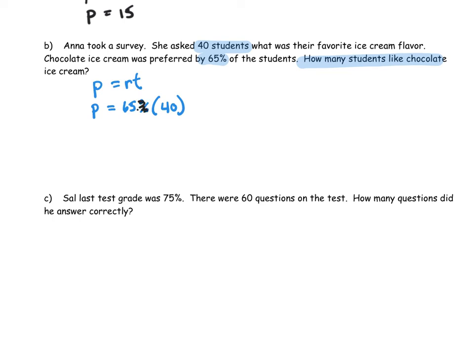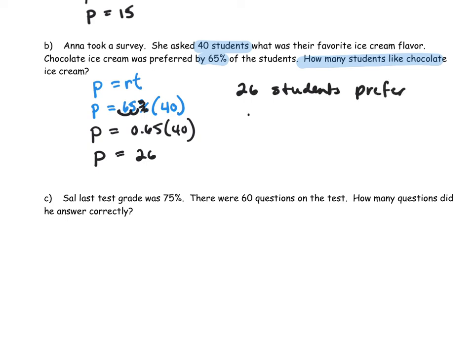We're now going to get rid of the percent. We're going to start the decimal at the end and scoop it over twice. So our equation now is 0.65 times 40. What does P equal? P equals 26. So 26 students prefer chocolate ice cream. At any time you can pause this video to copy down what you need to copy down.